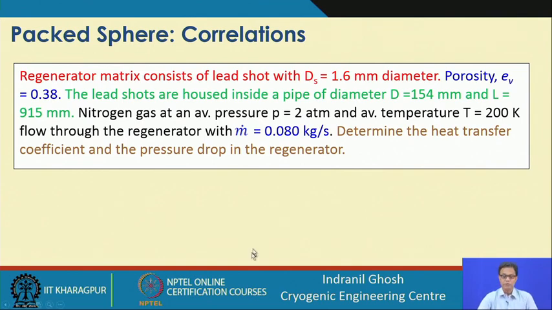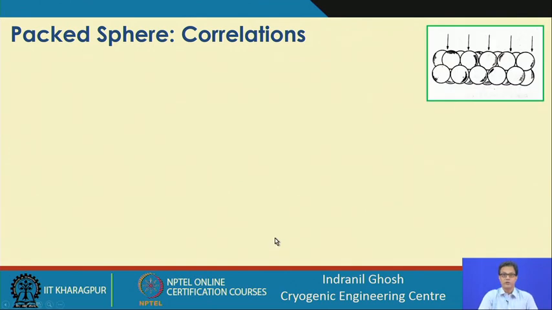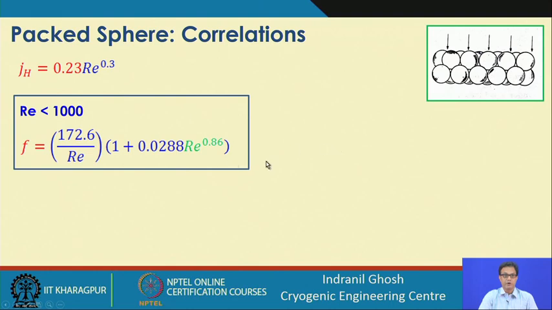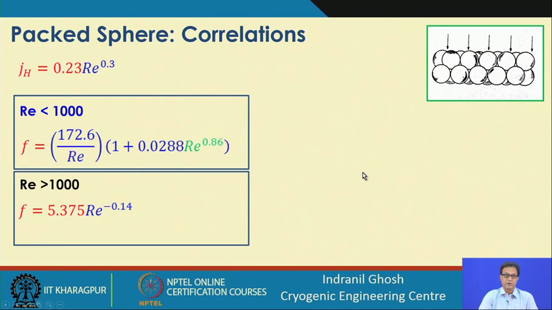We have been told about certain correlations that we have to use for these packed spheres. The heat transfer is expressed in terms of the Colburn J factor, and then we also have the friction factor given for different Reynolds number regions, for Re less than 1000 and for Re greater than 1000. So, we have to first evaluate the Reynolds number, and only then will we be able to find out the heat transfer coefficient and the pressure drop.